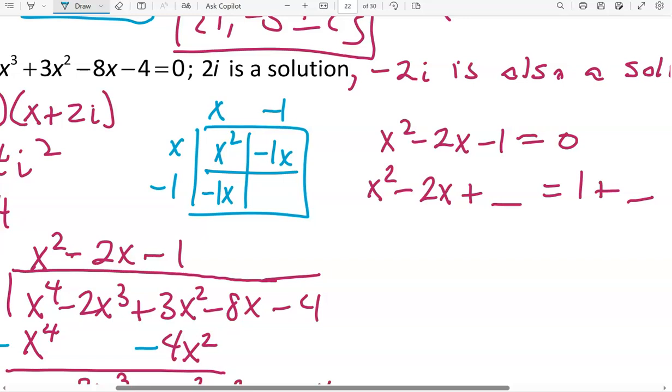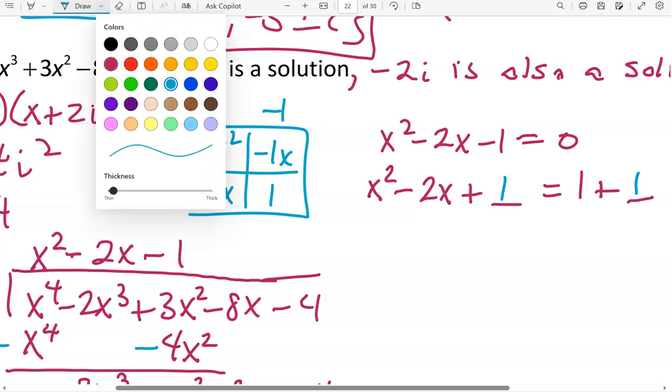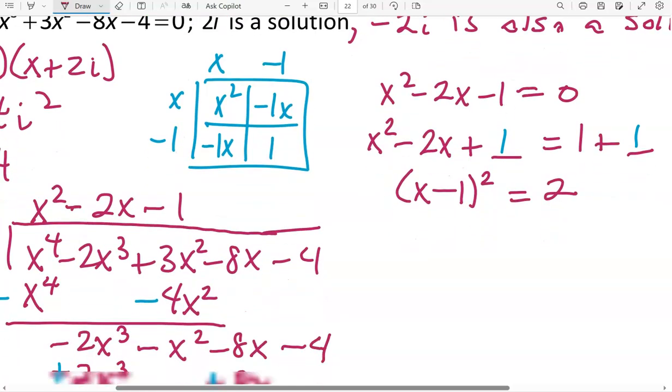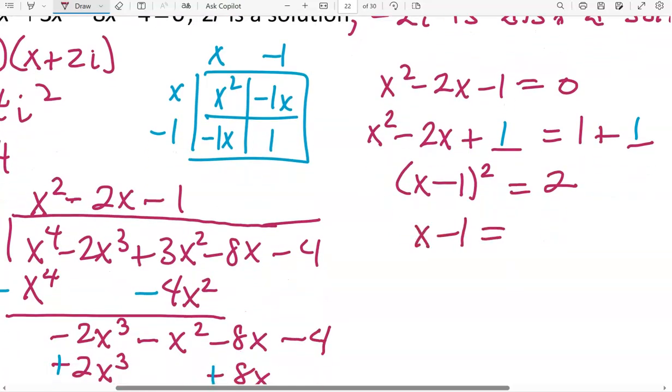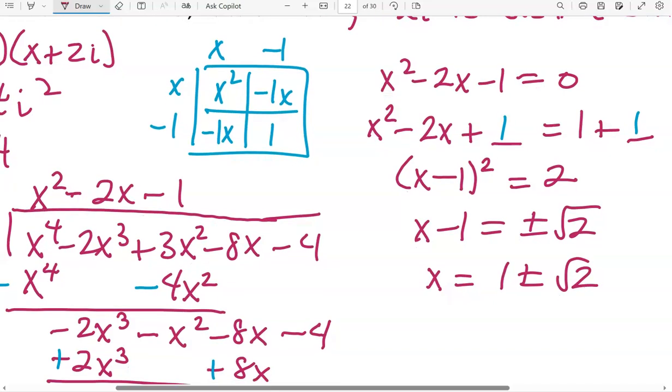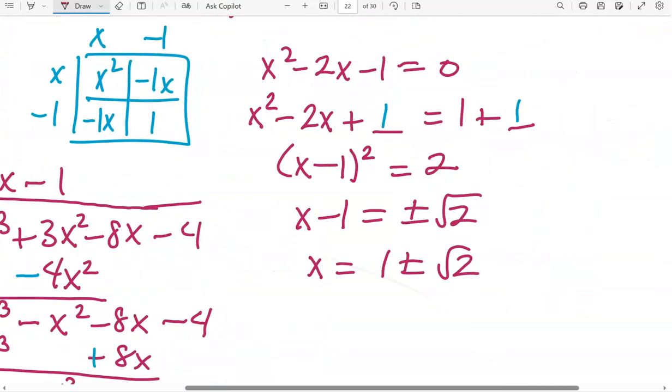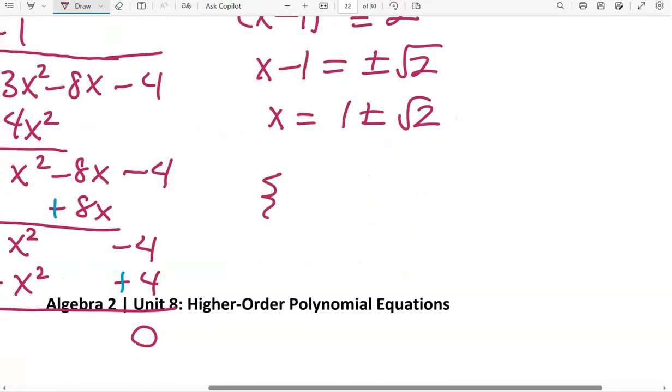To complete the square, negative 1 times negative 1 is positive 1, so we'll add a 1 to both sides of the equation, and that gives us x minus 1 squared is equal to 2. Taking a square root, x minus 1 is positive or negative square root of 2. And adding 1, 1 plus or minus square root of 2 are the remaining two solutions. So we had the given solution 2i, its complex conjugate, negative 2i, and the two solutions that we just found, for a complete solution set of plus or minus 2i and 1 plus or minus the square root of 2.